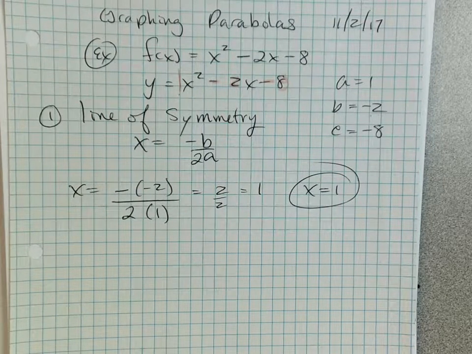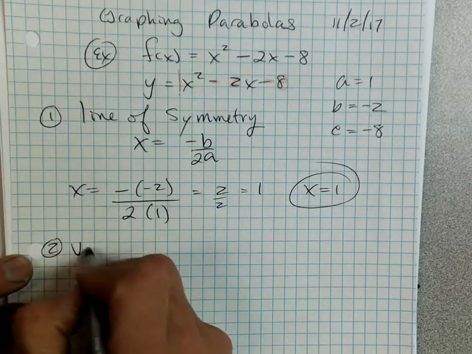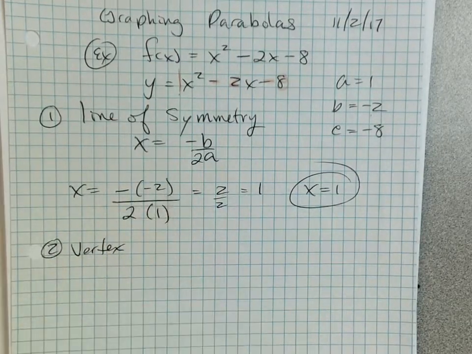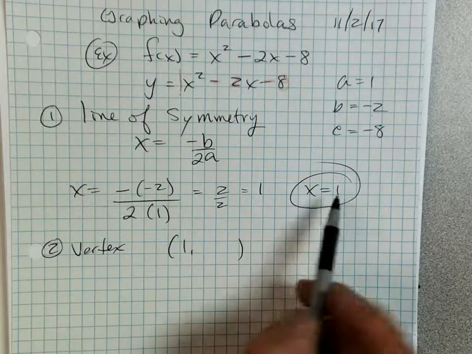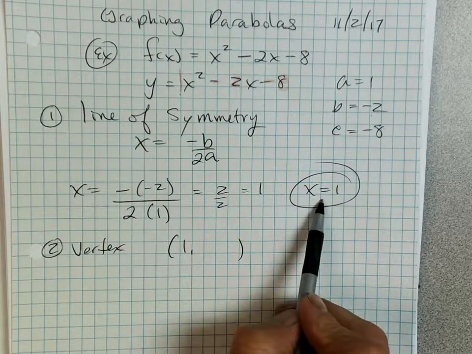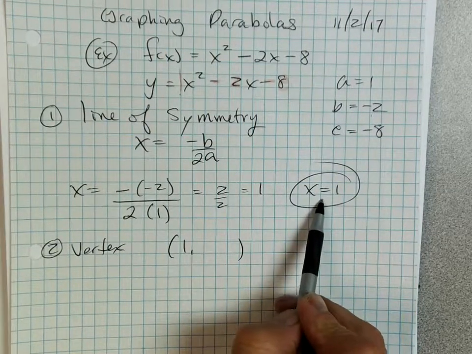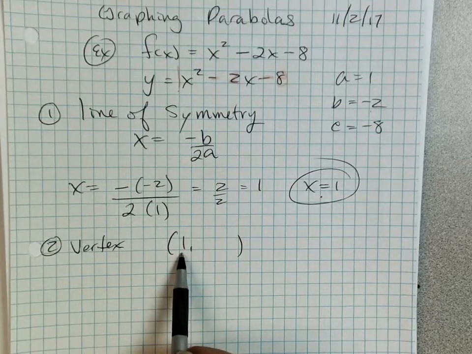Now, the second thing we talked about was the vertex, right? And what we said was, the vertex is at the very bottom or the very top, right? We know that the line of symmetry has to go through the vertex, doesn't it? I mean, if this is my line of symmetry, it's got to go through the vertex because the vertex is at the very bottom or at the very top, right? So I already know something about the vertex. The vertex is, you ready? It's one something, because the line of symmetry goes through the vertex.